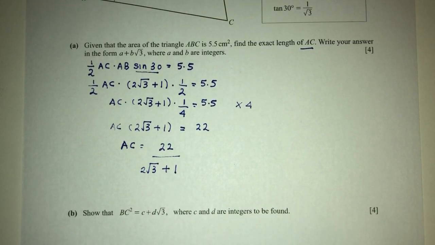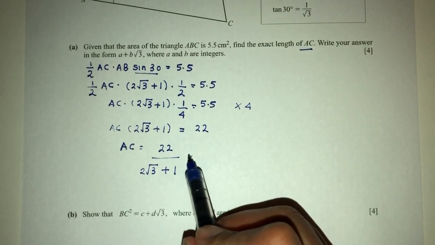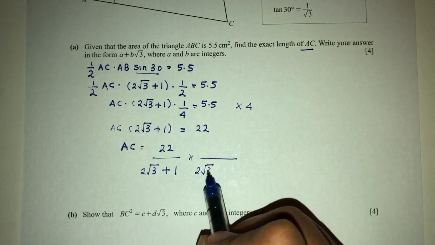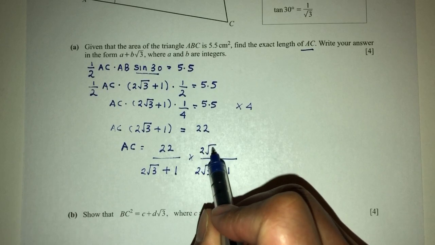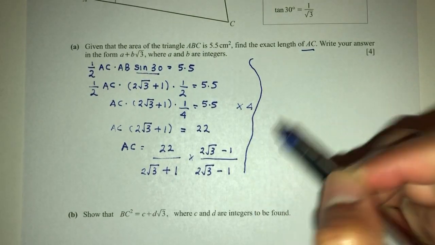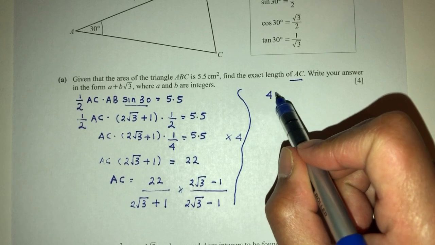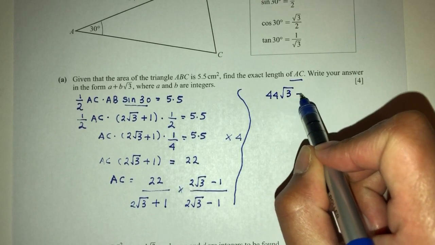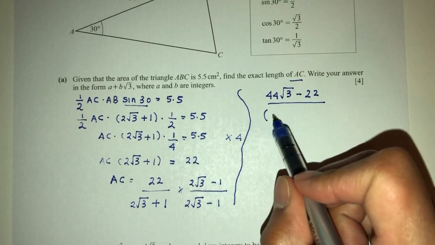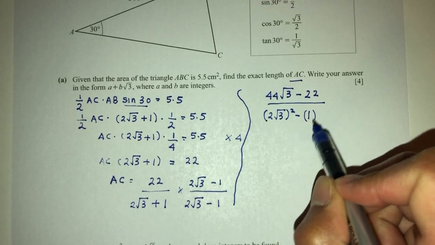So now we have to simplify because we want this to be in this form. So we have to multiply by the conjugate of this one. So it will be 2√3 minus 1 over 2√3 minus 1. Now let's continue here. So simplify. On top you will have 44√3 minus 22. On the base you will have what? This will be simplified to (2√3) squared minus 1 squared.